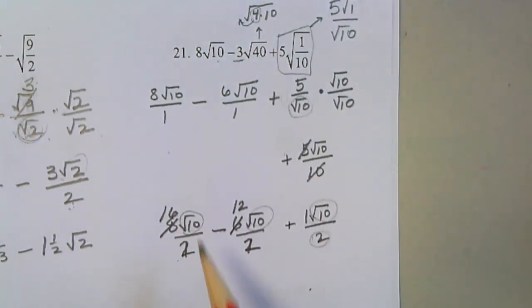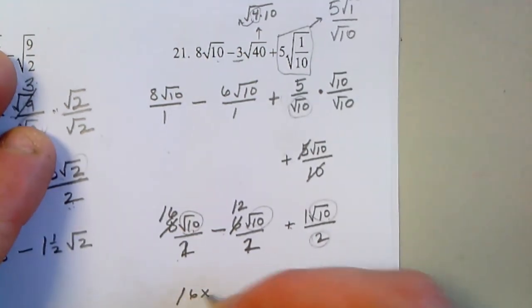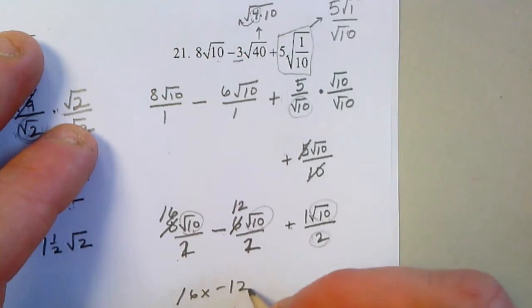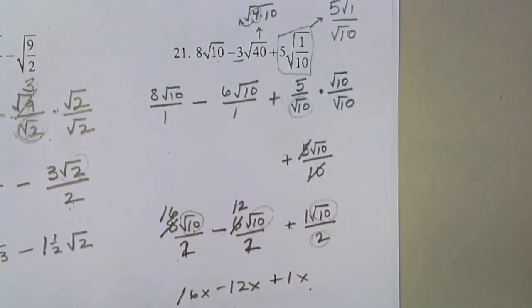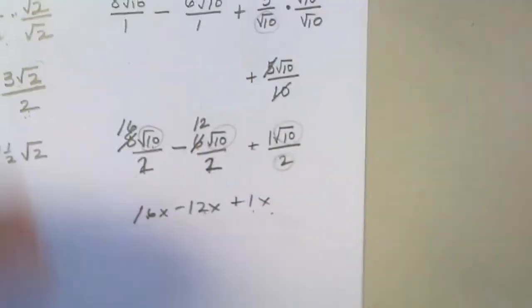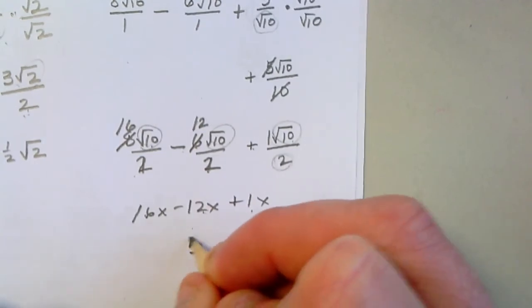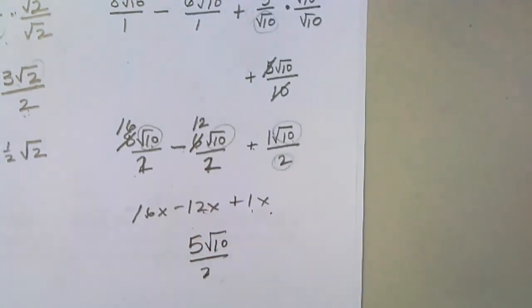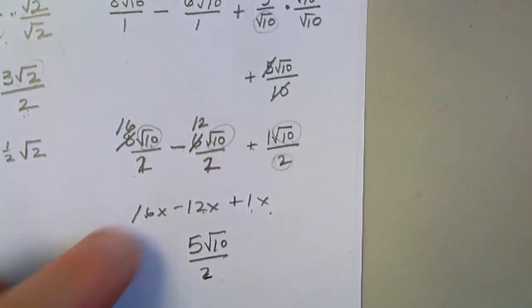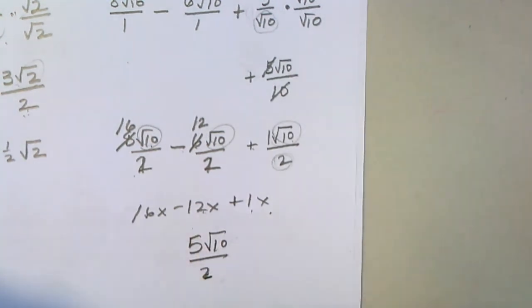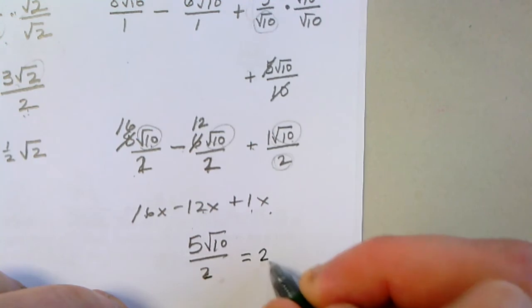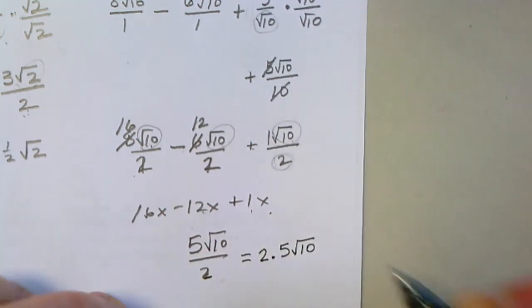Okay? So in the end, we have 16 radical 10 minus 12 radical 10 plus 1 radical 10. Now remember, this is the same thing as doing this. 16x minus 12x plus 1x. Okay, well, what would that give me? Well, that'd be 4x plus 1x is 5x. So this is actually, if we finish this up, 5 radical 10 over 2. Uh-oh, just broke my pencil. Guess it's telling me it's time to stop. Okay? Well, 5 divided by 2 is 2.5. You can leave it like this. I'm fine with that. It's the same thing as this, 2.5 radical 10, okay?